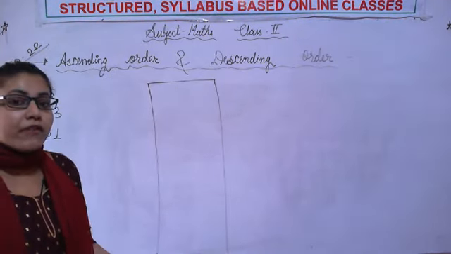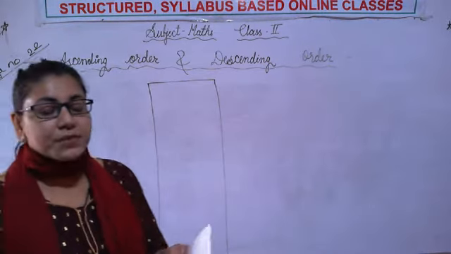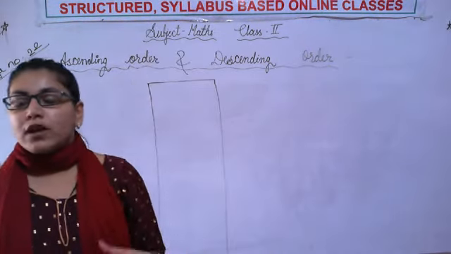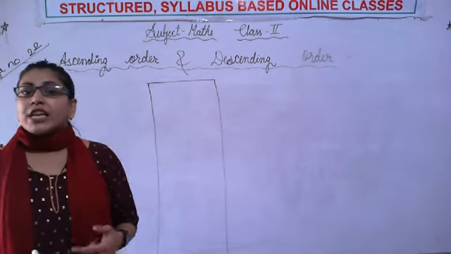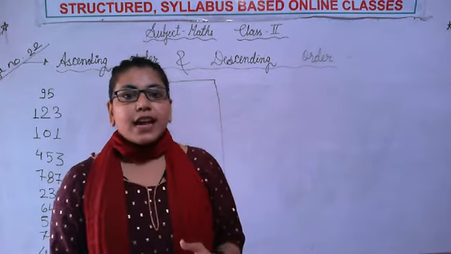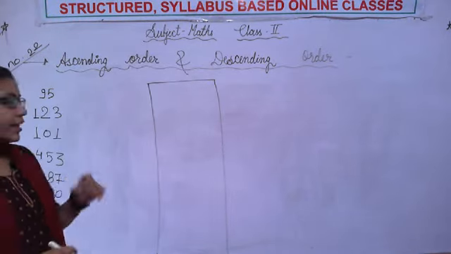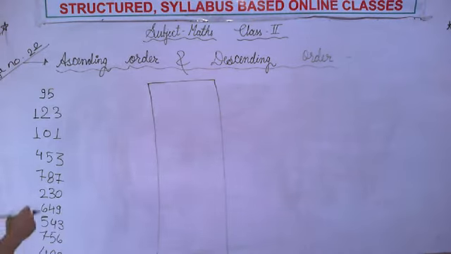So from where we will start? We will start from the smallest value. For finding the smallest value, we have to compare the numbers, and we know the very first rule of comparison of numbers is counting the number of digits. So we will count the number of digits for all these numbers.